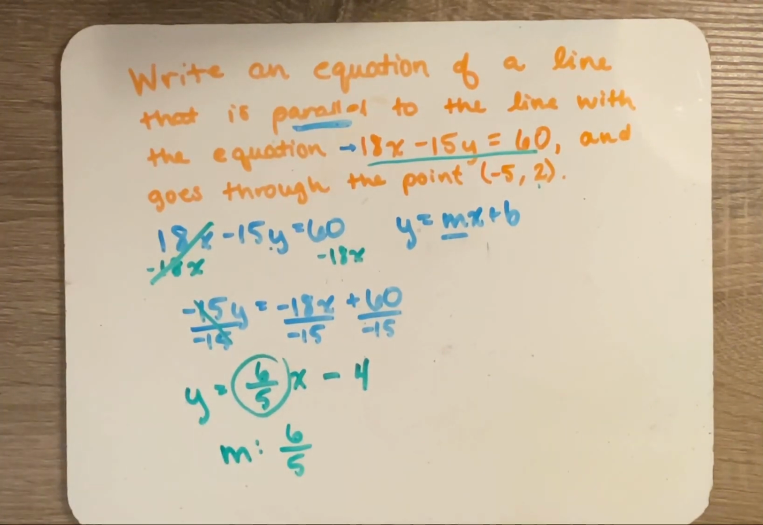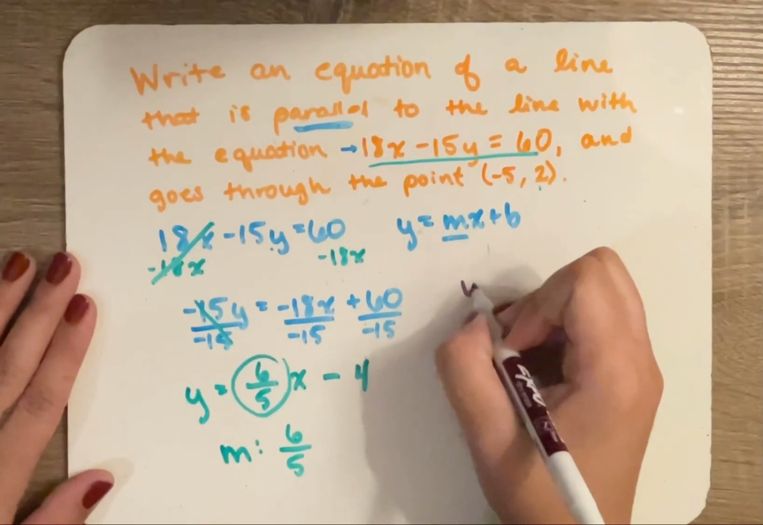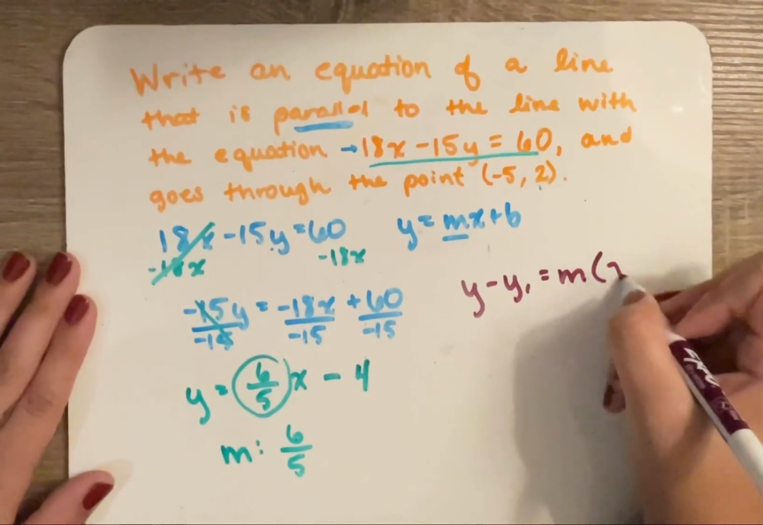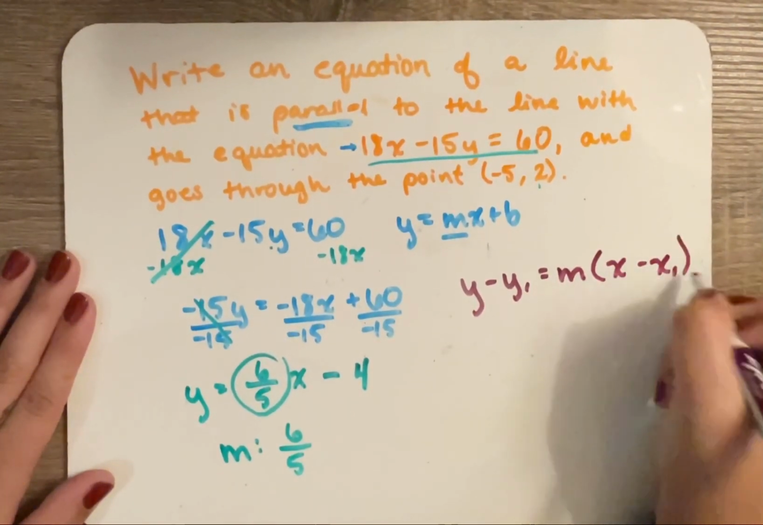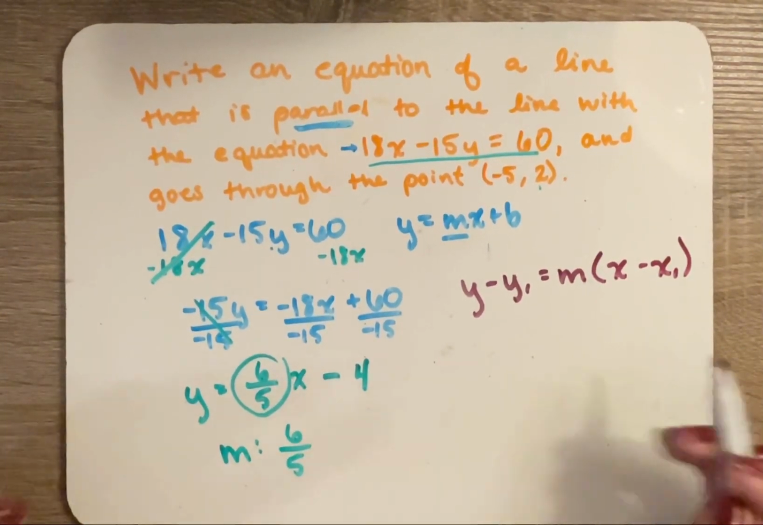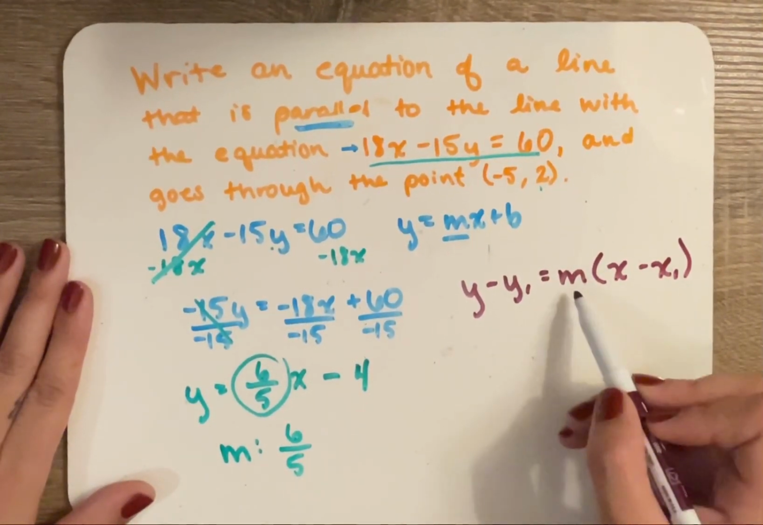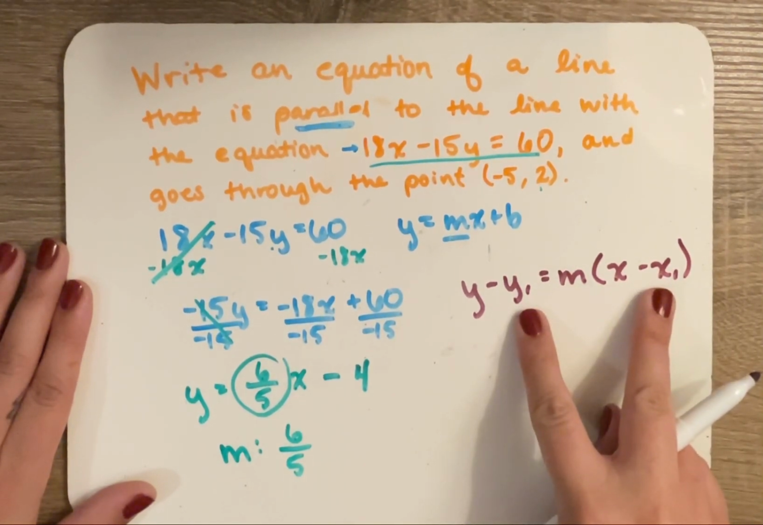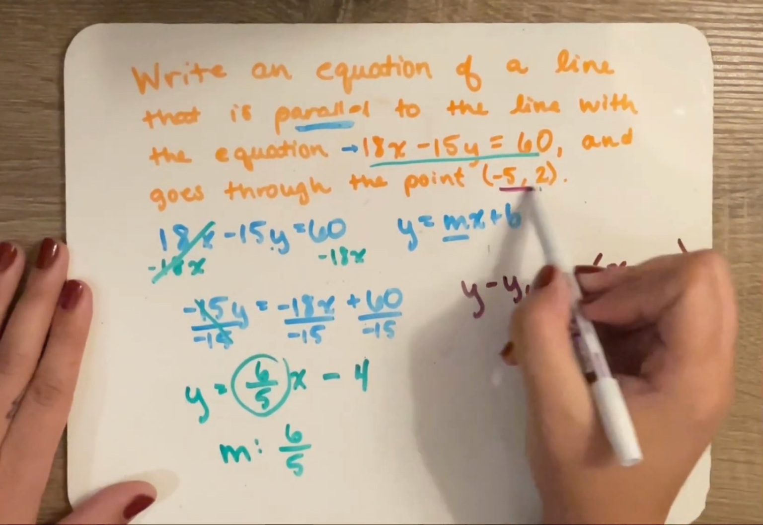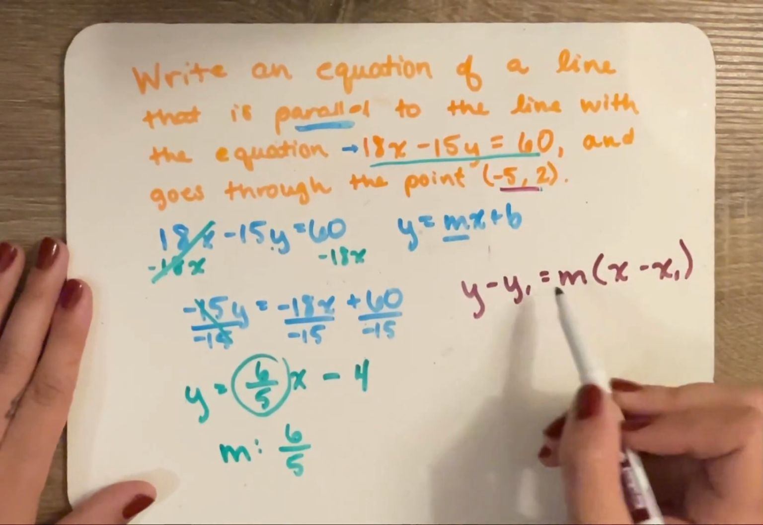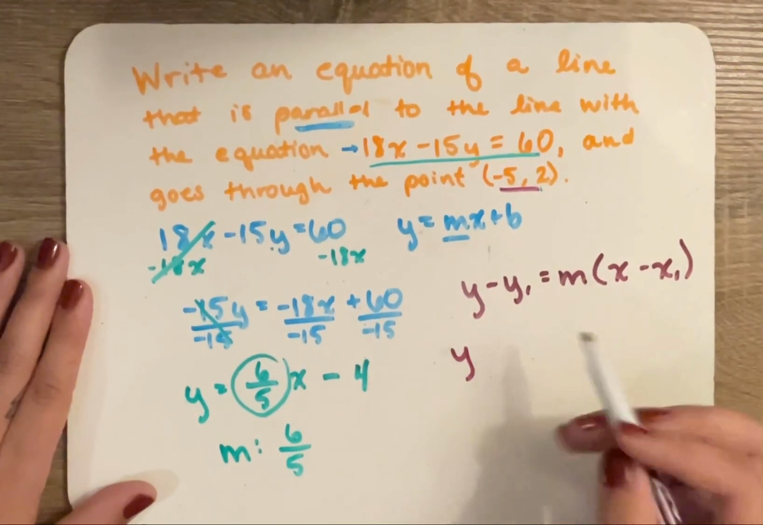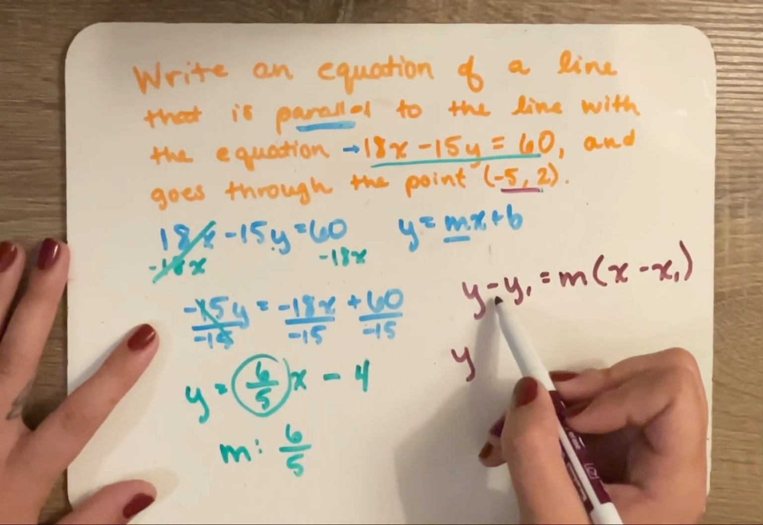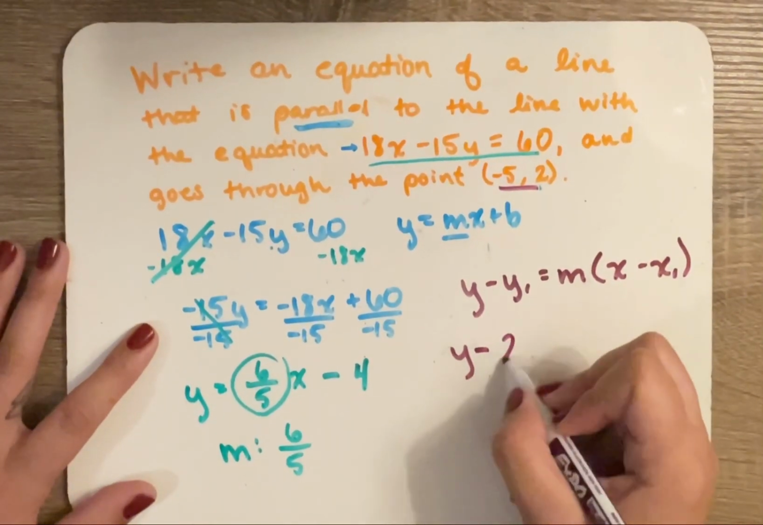Point slope form is y minus y1 equals m times x minus x1. All I need for this form is the slope of the line, and x1 and y1 are representing a point that's on the line, which I have here. So let's put it in this form. y1 is positive 2. It's subtraction, so it'll be y minus 2.